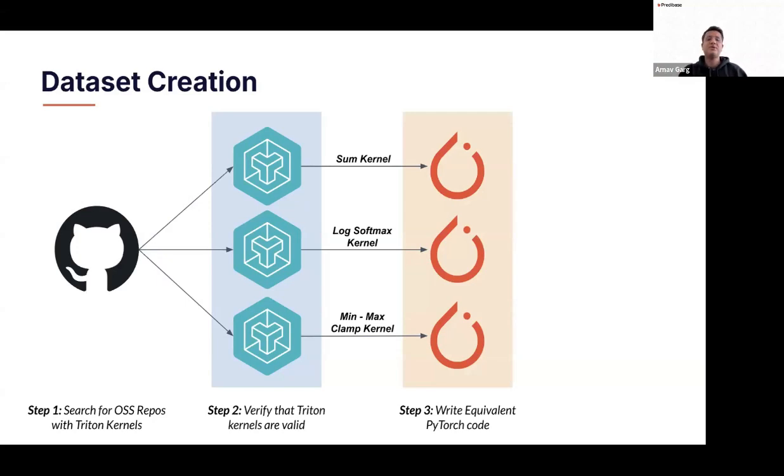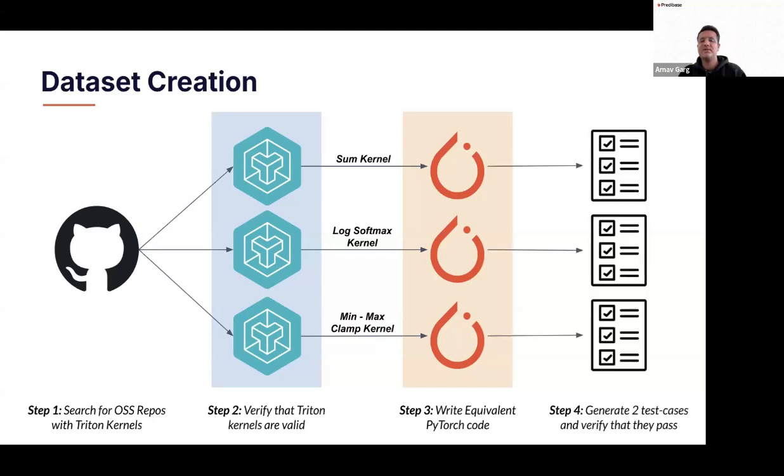And then finally, to make sure that our Torch code is correct and our Triton code is correct, we can write some test cases, run them through both, and validate that all test cases pass through both. So we know the Torch code is equivalent to the Triton code. And what's really nice about doing it this way is that your test cases can also be used during training to verify correctness. And we'll come to that and I'll show you what that looks like as well.